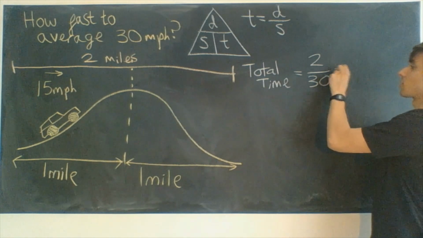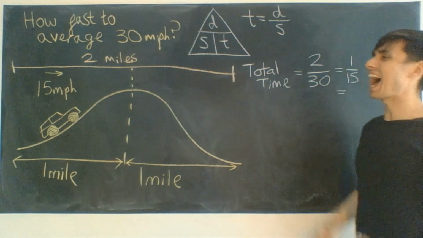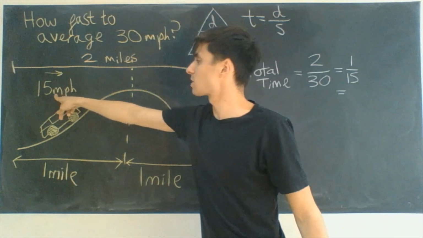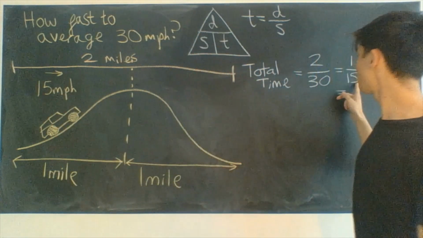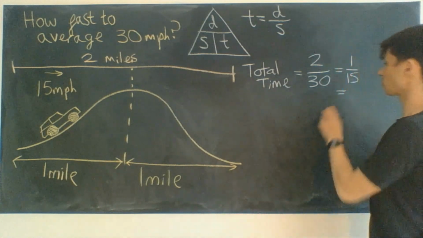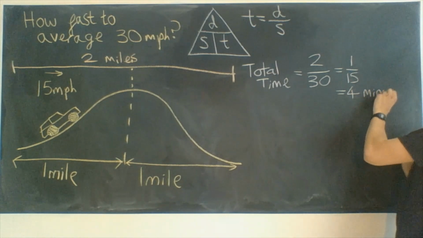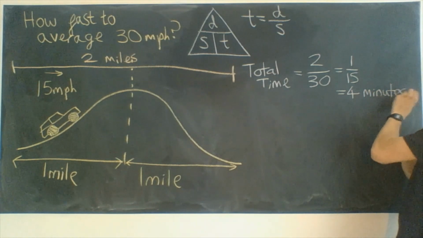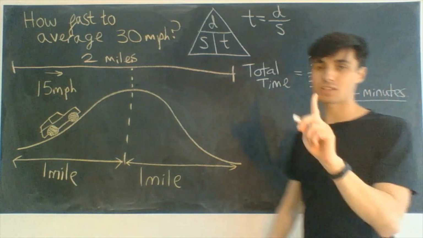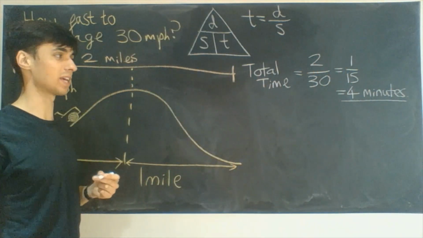So 2 over 30, that's the same as 1 over 15. And our units for that, because it's miles per hour, we'd have 1/15 of an hour. And actually turning that into minutes is more useful. That gives us 4 minutes. That's our first useful thing then. Our whole journey should take us 4 minutes.